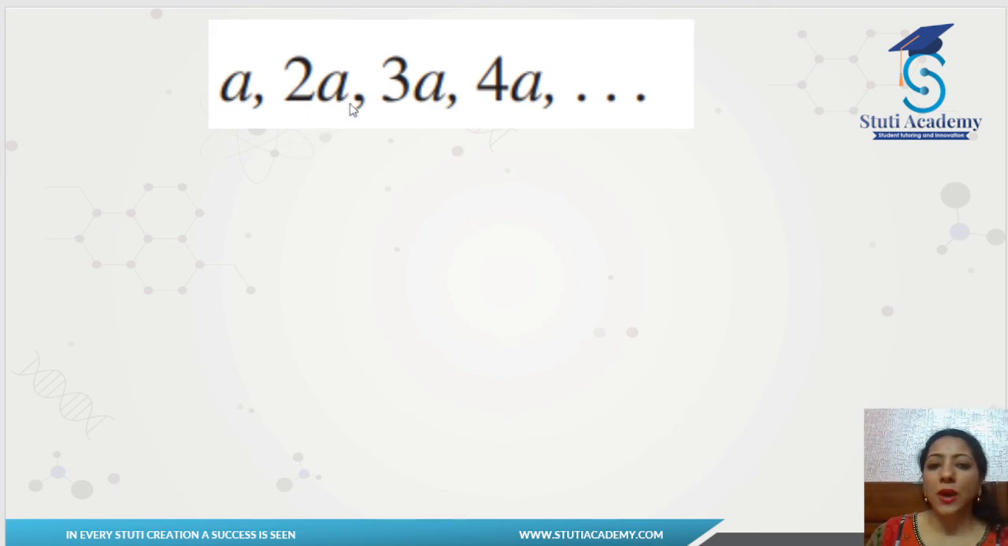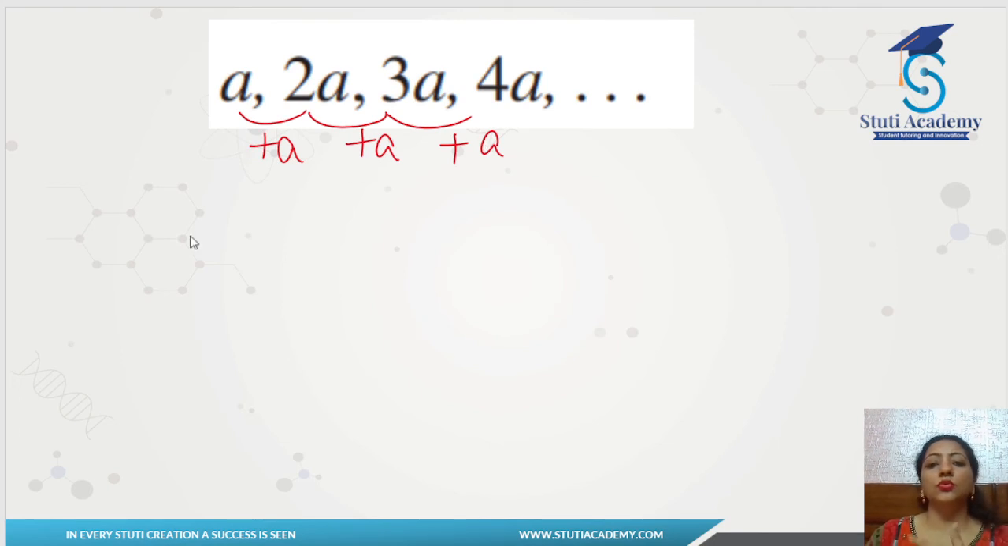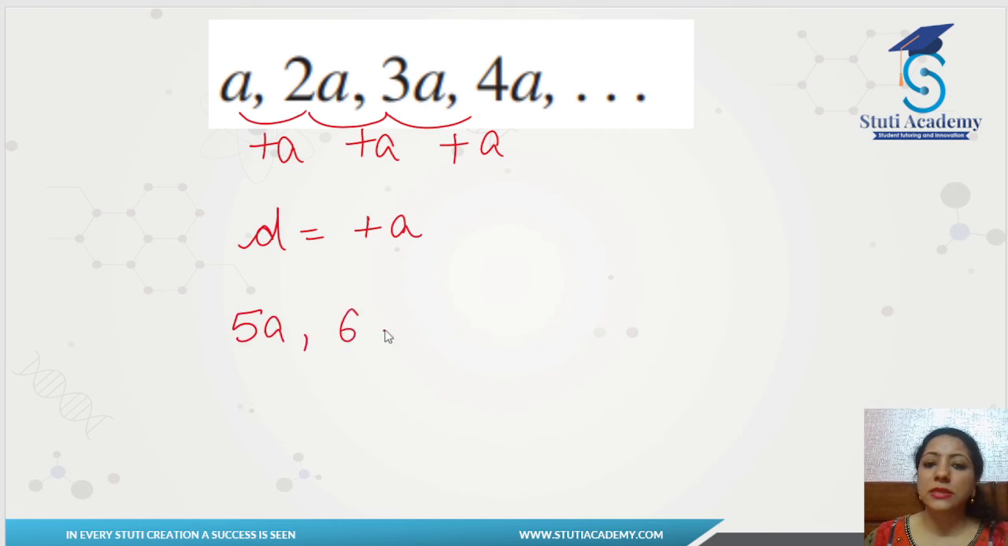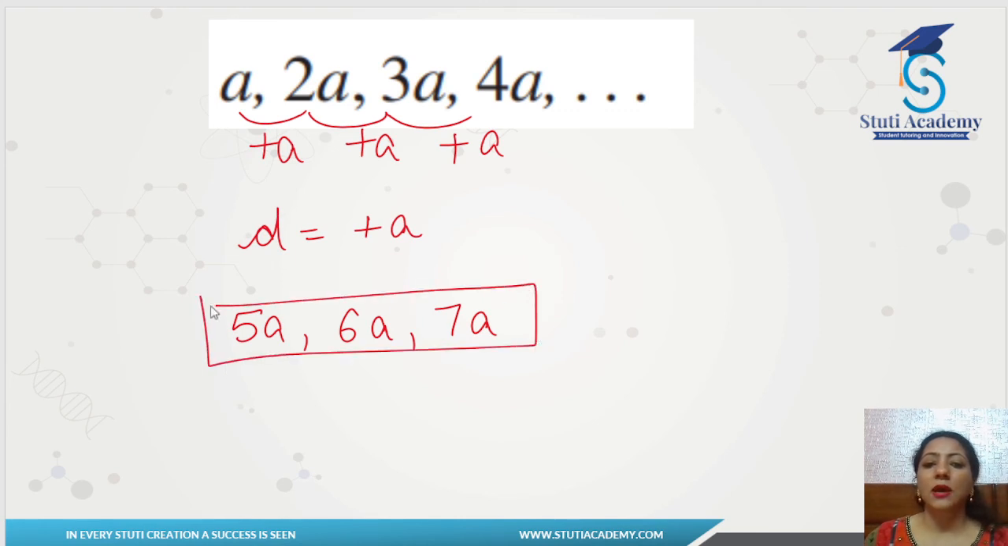Now let us discuss this one. We are starting from A. We are adding A here. Here also we are adding A. Here also we are adding A. Every time we are adding A to get the next number. So yes, this is an arithmetic progression where the common difference is A. And the next three terms after this would be 5A, 6A, 7A. So we have A, 2A, 3A, 4A. And after that, the next three terms would be 5A, 6A, 7A.